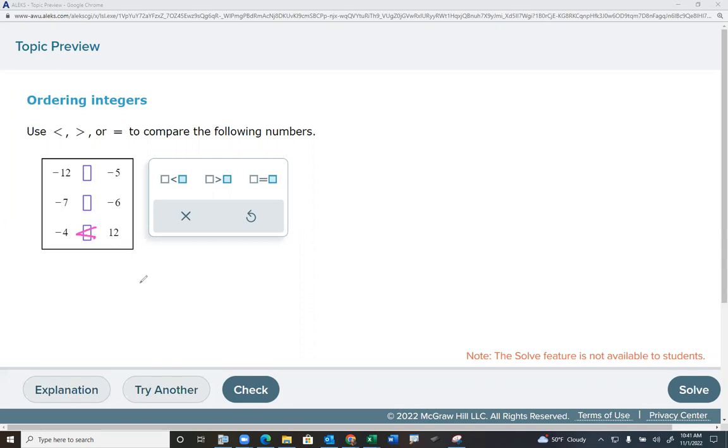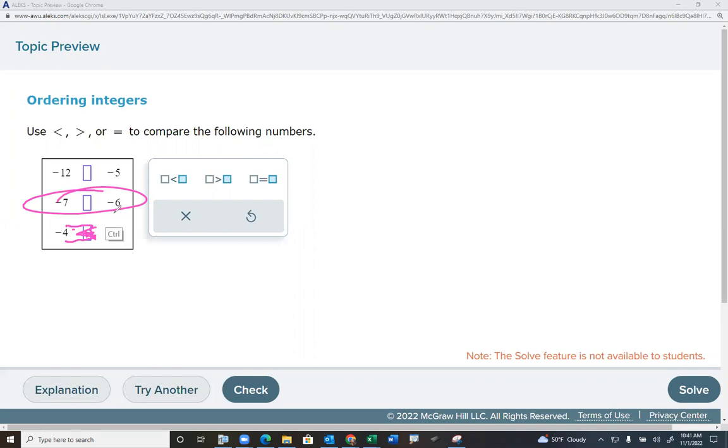Or you can think of it this way. This is the way I was taught. This is an alligator mouth, and it always wants to eat the bigger number because the alligator is always hungry. And there's the eyeball, teeth.